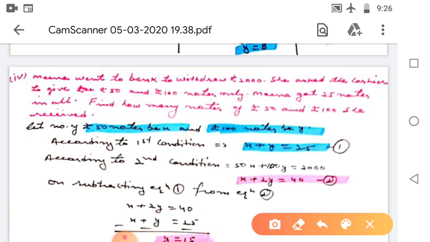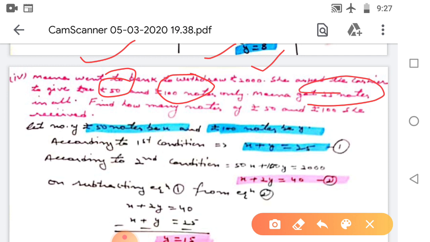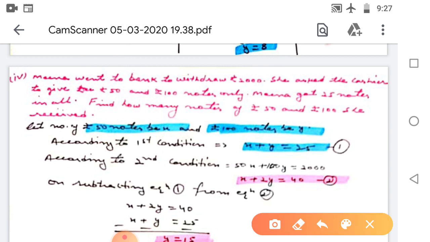Once again, Meena went to a bank to withdraw 2000 rupees. She asked the cashier to give 50 rupees notes and 100 rupees notes only, and she got 25 notes in all. Find how many 50 rupees notes and how many 100 rupees notes she received. Now let the number of 50 rupees notes be x and the number of 100 rupees notes be y.